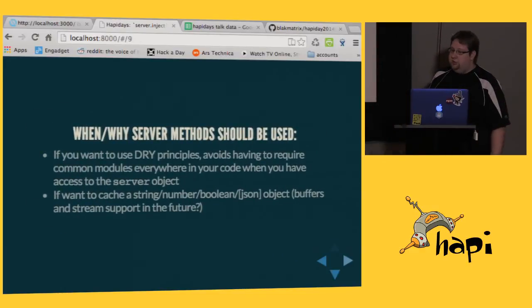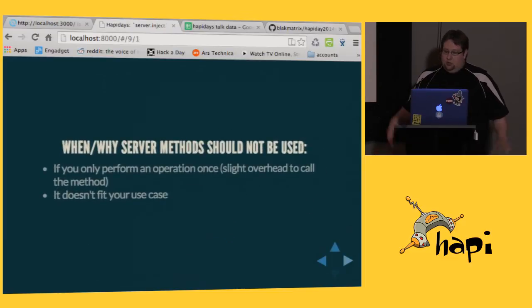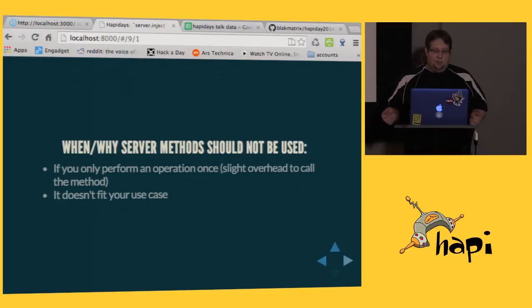So why should you use server methods? If you want to stay DRY again, you avoid having to require all the common modules everywhere in your code, and you just use it on the server object. If you also want to cache your items, it's a little bit more difficult and doesn't really work with server.inject. When should it not be used? If it doesn't fit your use case, which means complexity, or if you only perform the operation once, because there's a slight overhead to calling the server methods.